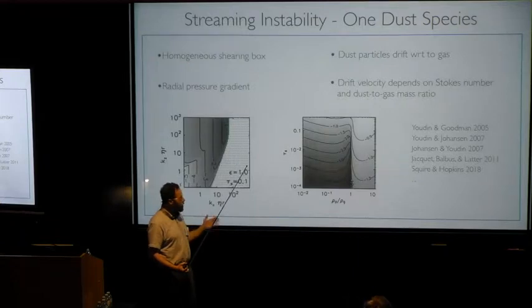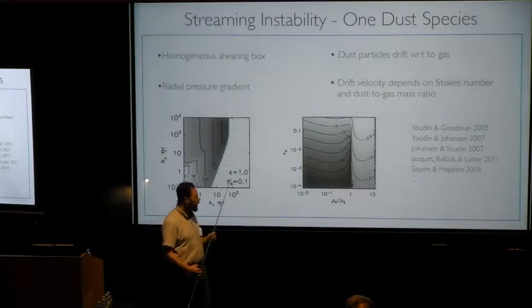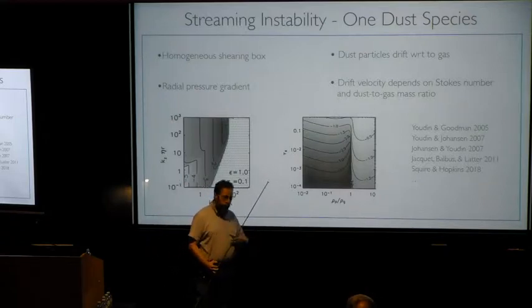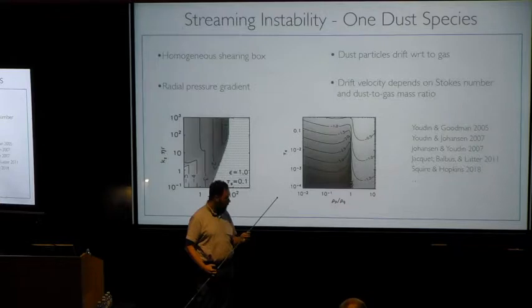And then Johansen and Youdin in 2007 also studied the nonlinear evolution of the instability. And there have been other works on theoretical aspects of this. And as you know, and you have participated in this, many papers use these results to understand the implications of what we know on the streaming instability for one dust particle species, and to understand how this impacts planet formation.